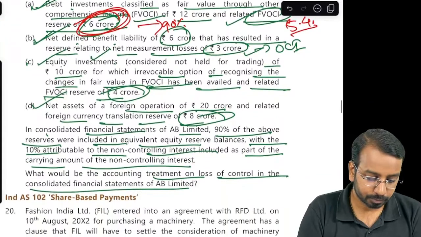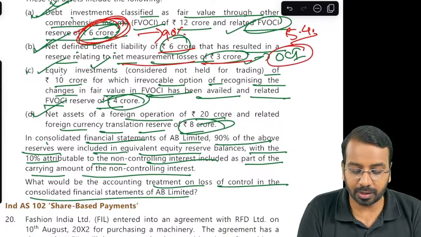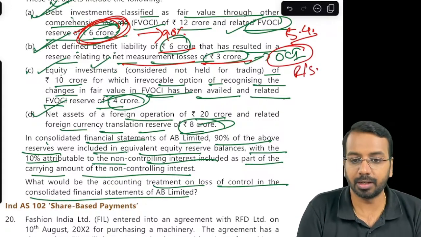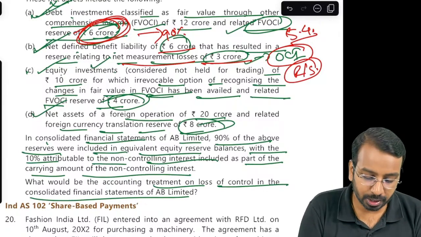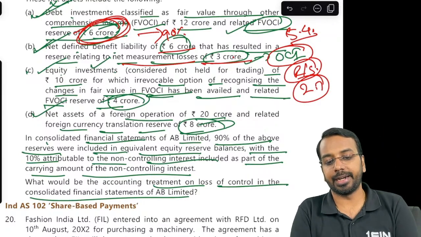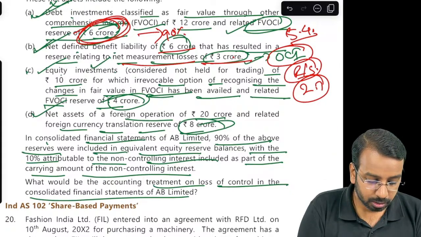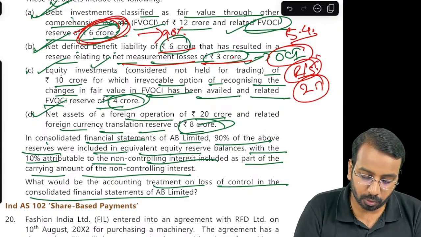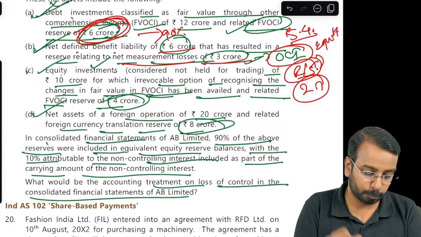Then net defined benefit liability 6 crores with a measurement loss of 3 crores. Now this also, when you are disposing of, this has to be transferred to your retained earnings or reserves and surplus. This will not go to P&L. Okay. How much? 3 crores into 90%, 2.7 will be taken to retained earnings. Okay. Then equity investment. Now this can be taken to reserves and surplus or other components of equity, but not to P&L.